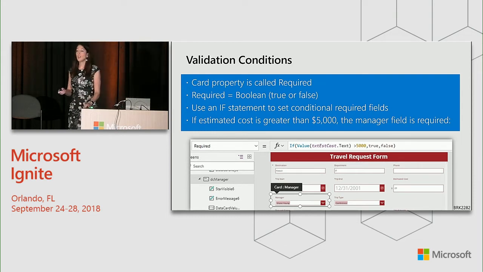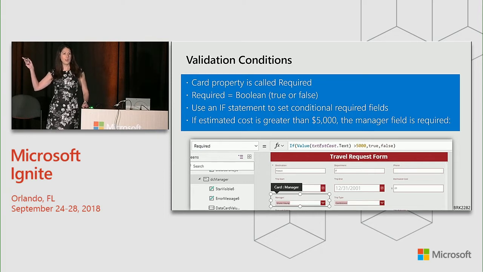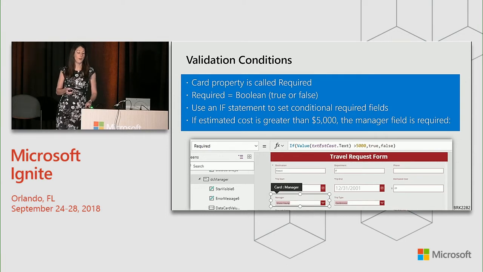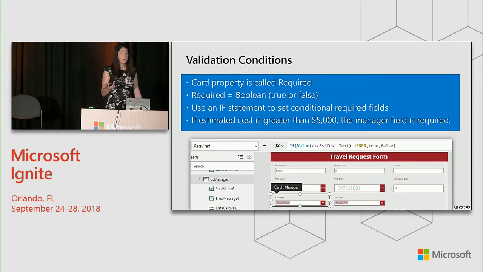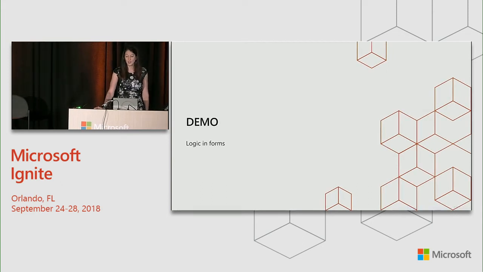When it's required, the little asterisk, you see how one of the fields here has the little asterisk at the top left? When you set it to required, the asterisk will automatically appear. And when they try to submit the form, if it doesn't pass that validation, they will get an error, and the little error under the field will automatically appear as well. All right, let's go ahead and I've got a demo of logic in forms.